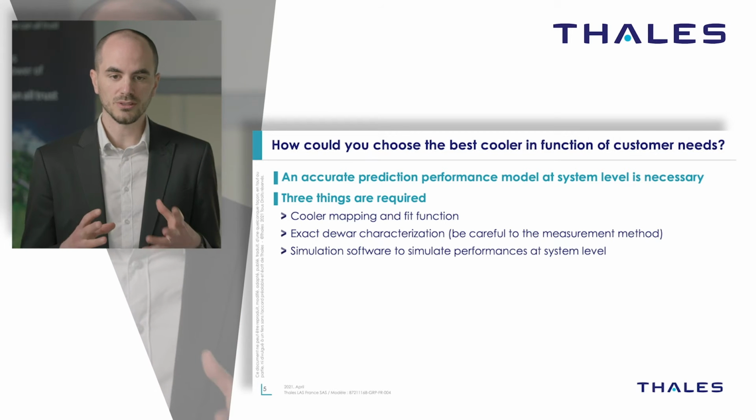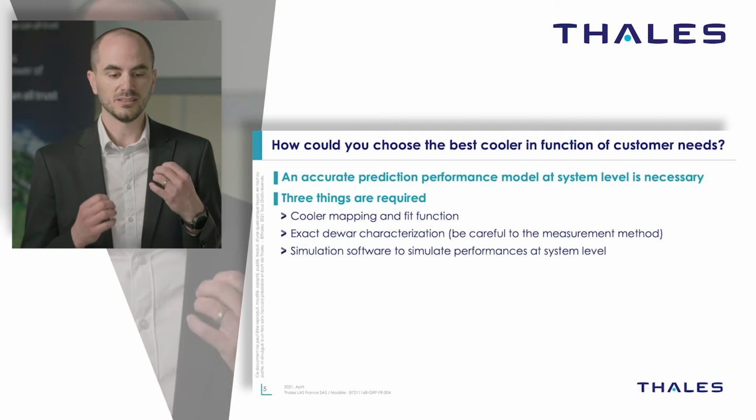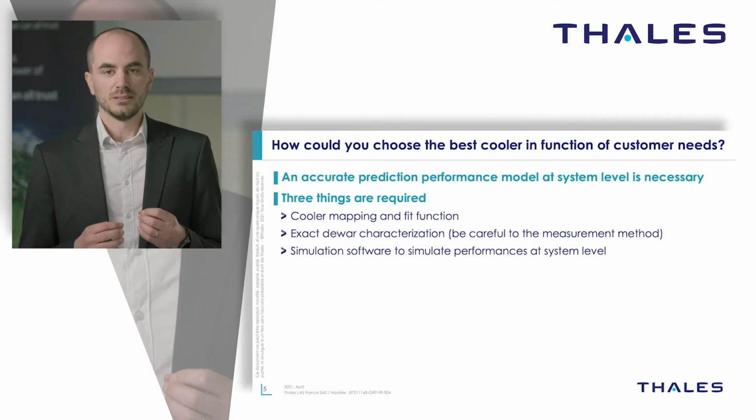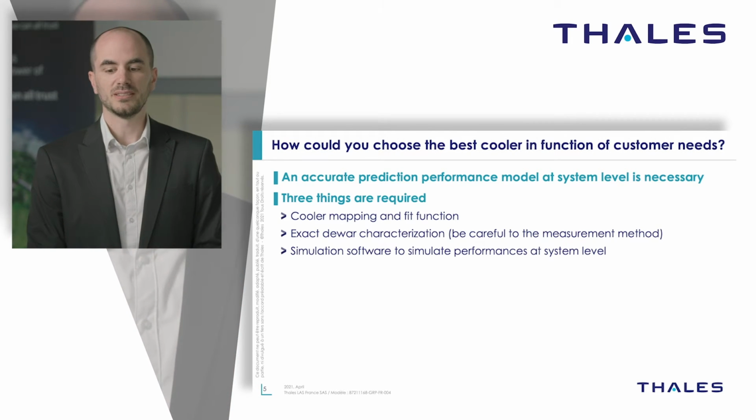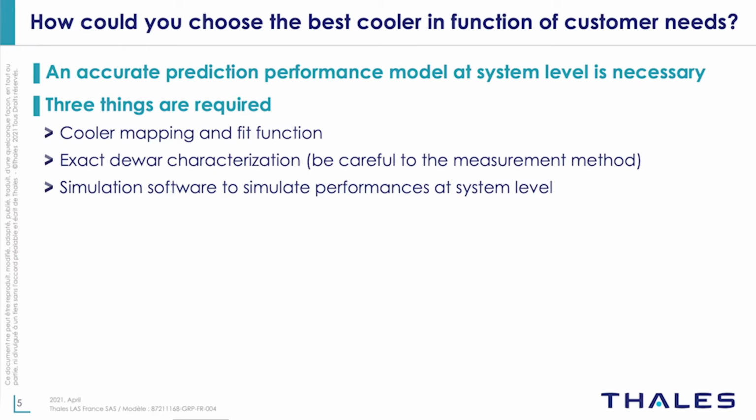Now you have to understand the impact of all these modifications on the cooler performance. For that, it's necessary to have a prediction model in order to predict the cooler performance at system level. The question is, how could you choose the best cooler in function of your needs? Three things are required for that. First of all, a cooler mapping, that means the performance for a large range of applications. Second, a fit function. Third, an exact Dewar characterization, that is, the exact Dewar characteristics, and a simulation software in order to predict the performance. We will see these three things in the next part of the presentation.